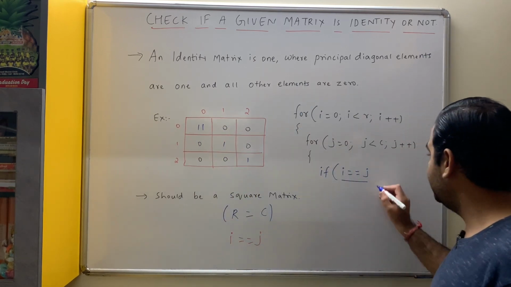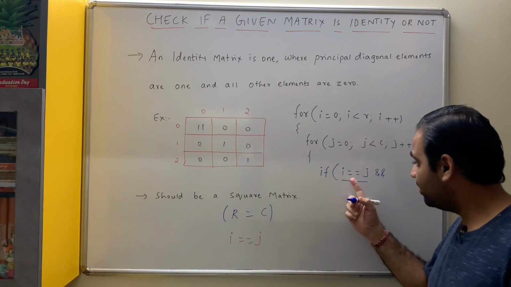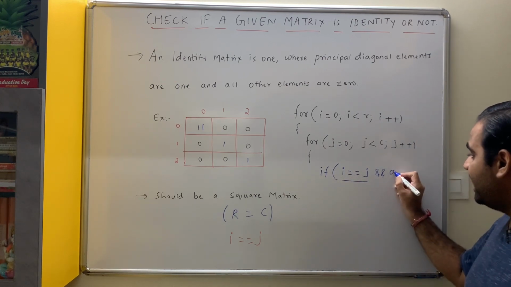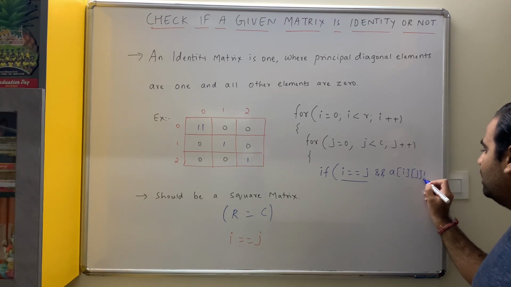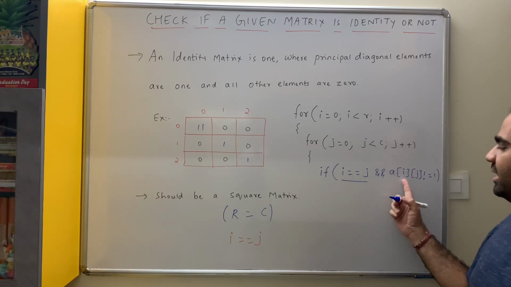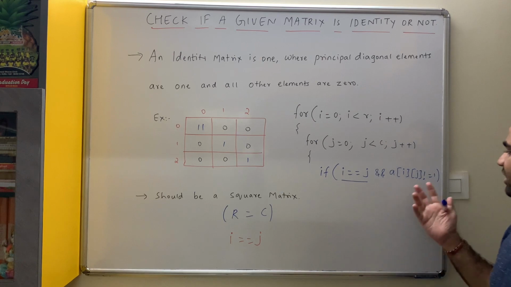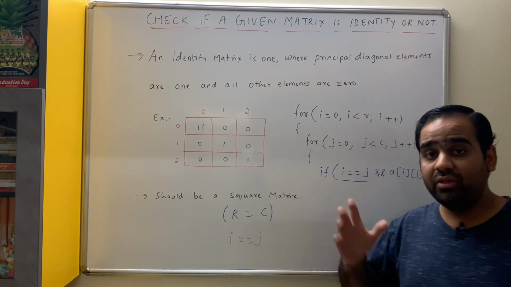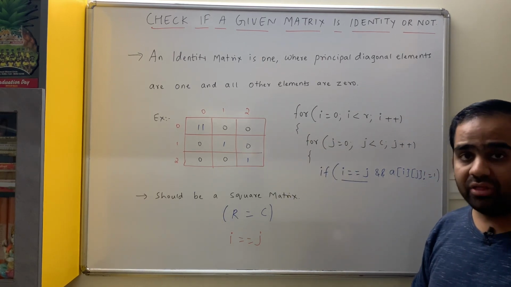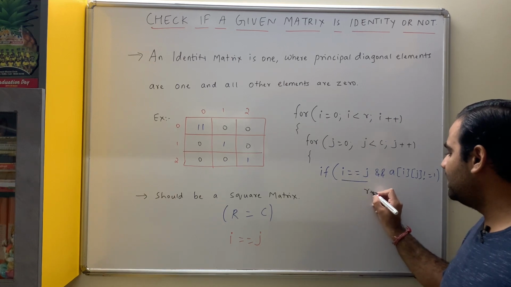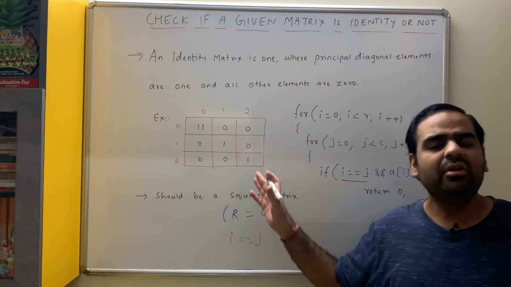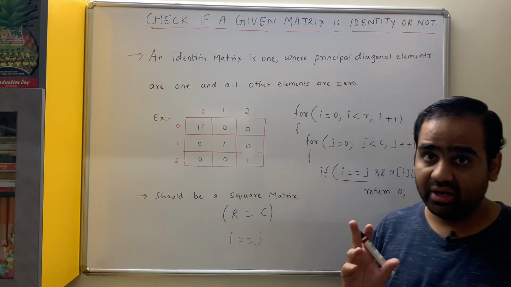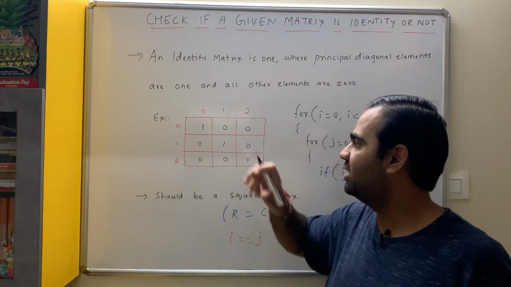No. Therefore I check: if it is a principal diagonal element and a of ij is not equal to 1, that means a of 0 0 is 11, 11 not equal to 1 is true, so it cannot be an identity matrix. And if it is not an identity matrix, we return 0 then and there, because there is no point in checking the other elements.